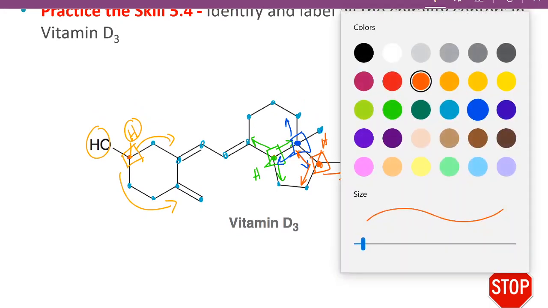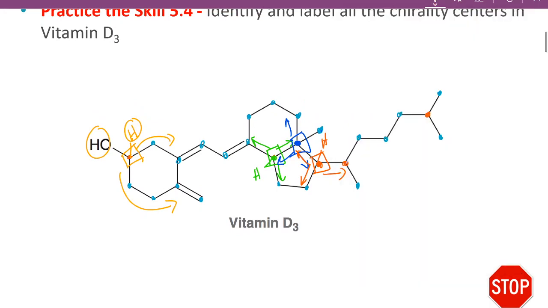Moving on, we have this carbon, okay, which has methyl, hydrogen, okay, this path, and this path. So it has 4 different things, so this is also a chiral center. And then going to the last one, we have hydrogen, this path, methyl, and methyl. So that is not a chiral center. So for vitamin D, vitamin D3, we have 1, 2, 3, 4, 5 chiral centers.